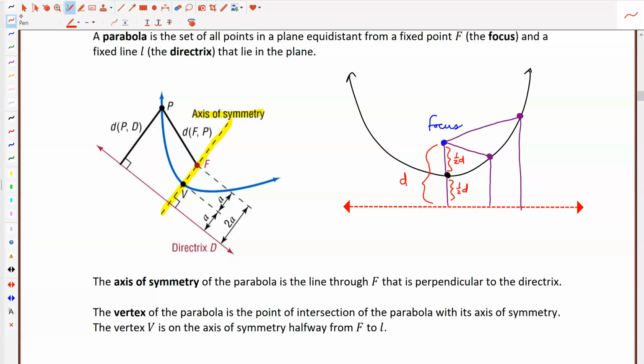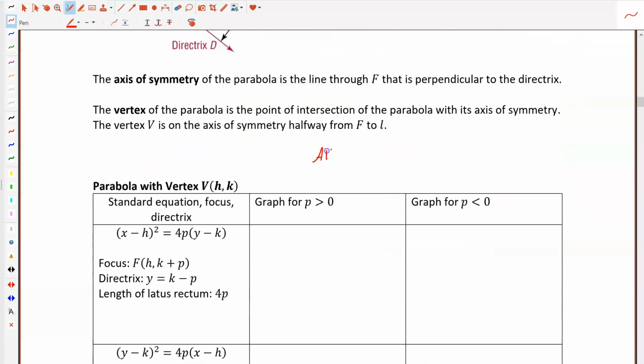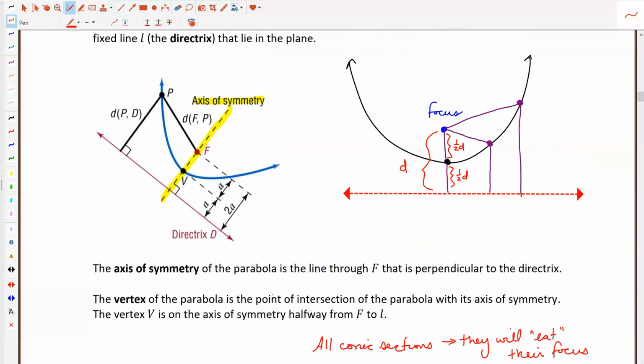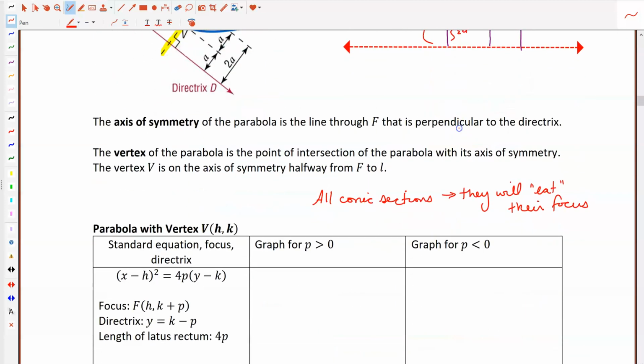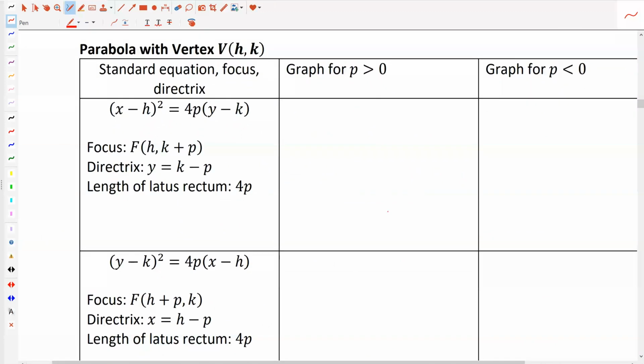When we're working with these conic sections, perhaps one way that will help us keep clear of everything that's going on is to keep in mind that all conic sections will, quote-unquote, eat their focus. So looking at this sketch that I have up here, for whatever way this parabola is going to bend, the focus is going to be inside of the bend. We're going to find that that's actually true for all conic sections, so it's just a good thing to keep track of right now. Alright, so let's look at some general structures for these things.